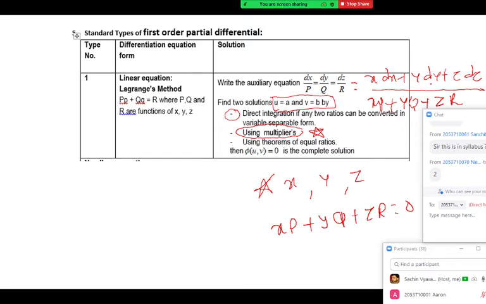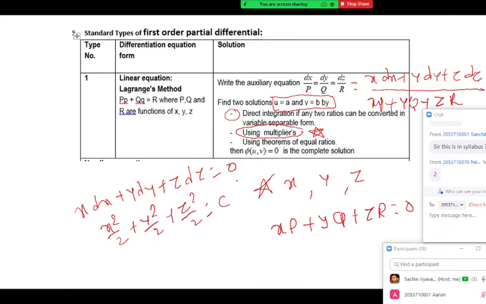Numerator also should be a zero. So we are going to get one equation, x dx plus y dy plus z dz equal to 0, and it gives us another solution. Say, if we integrate it, we get the answer, x square by 2 plus y square by 2 plus z square by 2 is equal to c. So that is one of the solutions, v equal to constant. So we get that solution.